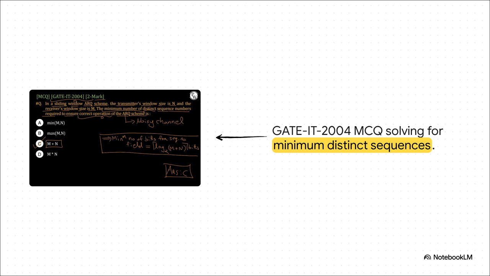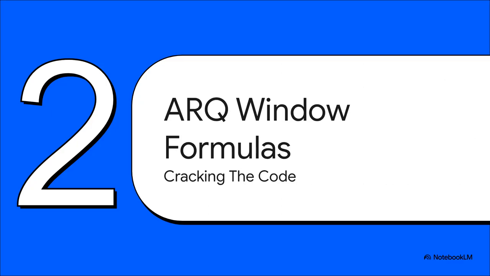Now, if you didn't know our foundational rule, you might guess the max of M and N, or maybe M times N. But because we just went over that simple operational logic, you can crack this instantly. The answer is definitively C, M plus N. Moving right along, Section 2, cracking ARQ window formulas.